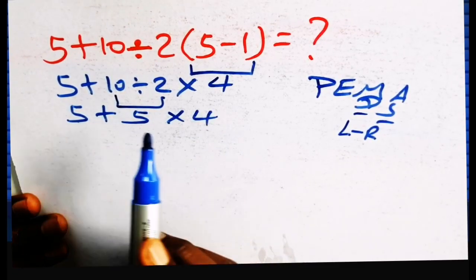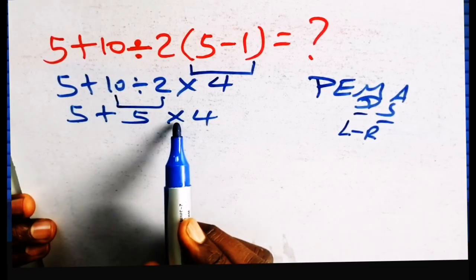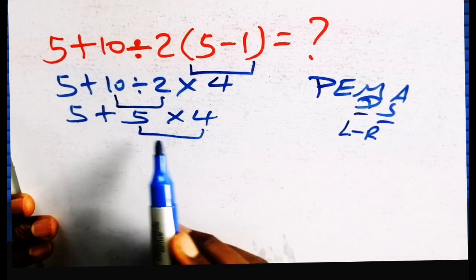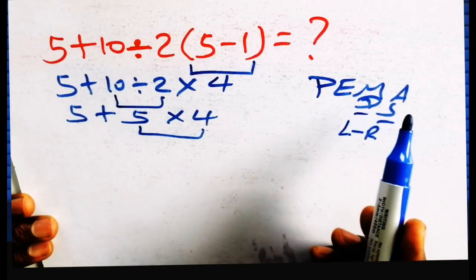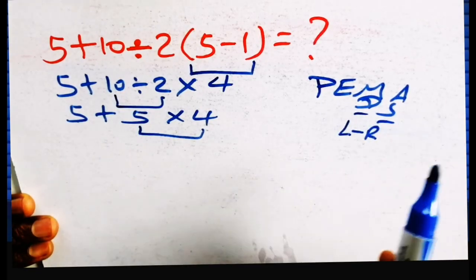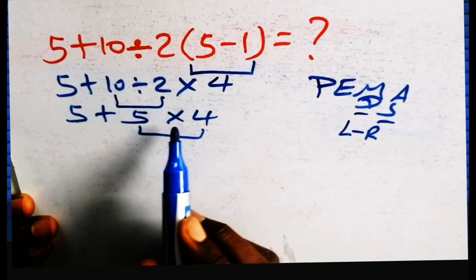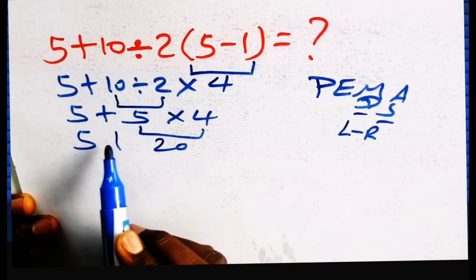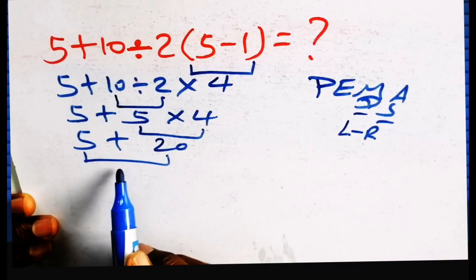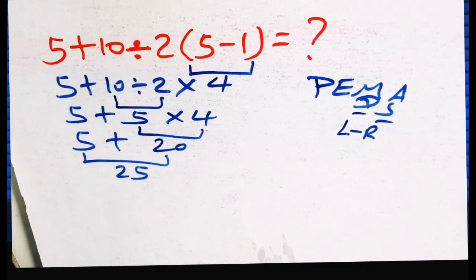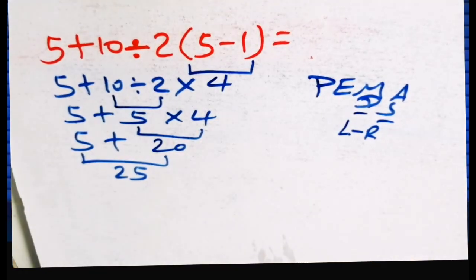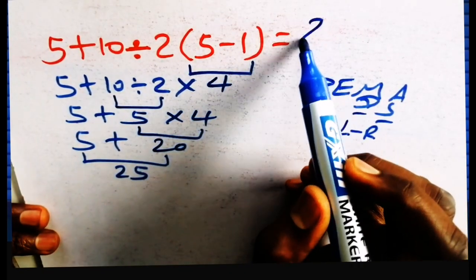In this expression there is one addition and one multiplication. Therefore this multiplication has higher priority than this addition, because multiplication comes before addition according to PEMDAS. 5 times 4 equals 20. Then 5 plus 20 is just 25. This is the correct answer of this problem. The correct answer of this problem equals 25.